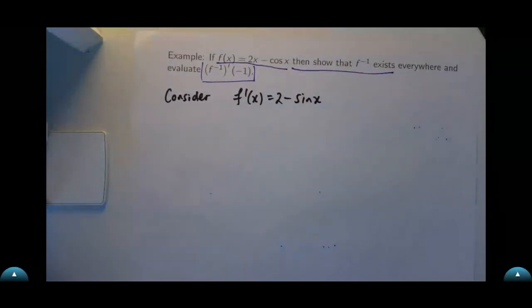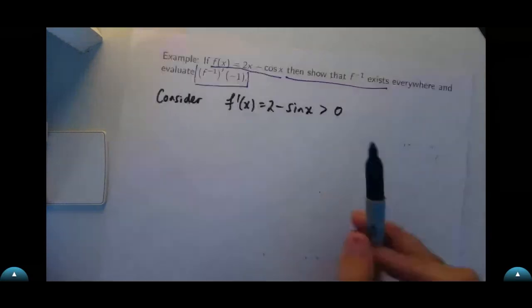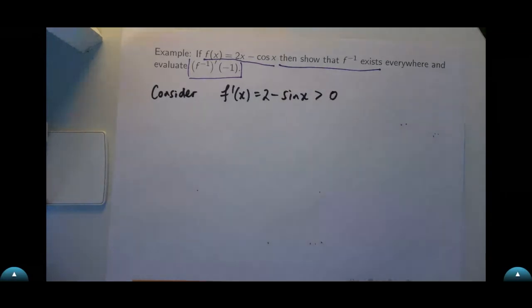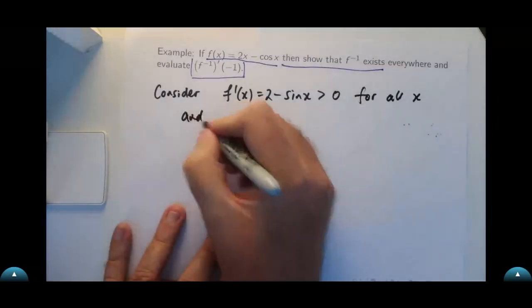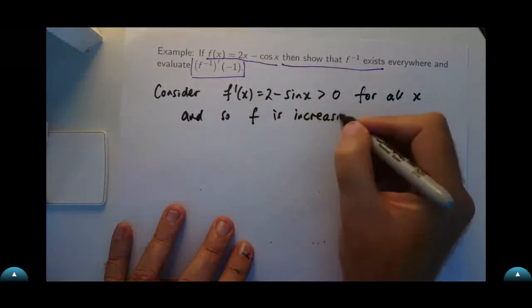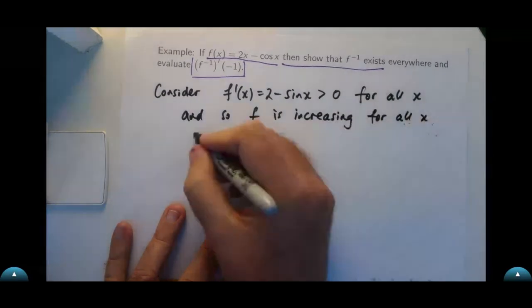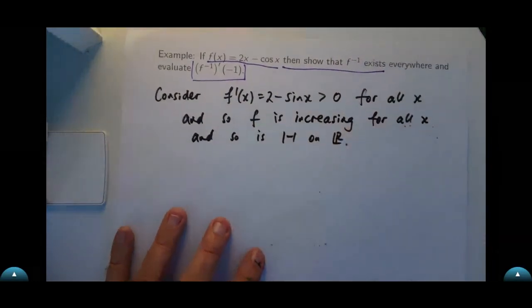So if I differentiate this, I'm just going to put that underneath so I don't go through. I know that this is always going to be positive. Why? Because the most that sine x can be is 1, and so this is always going to be bigger than 0. Okay? All right, so it's increasing.